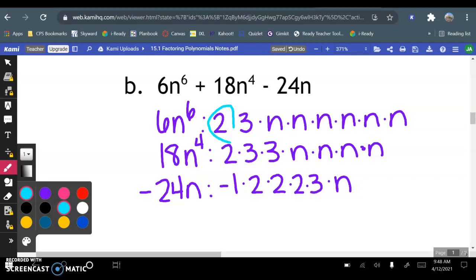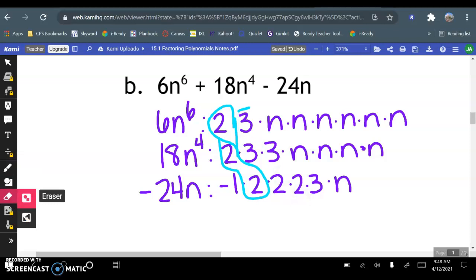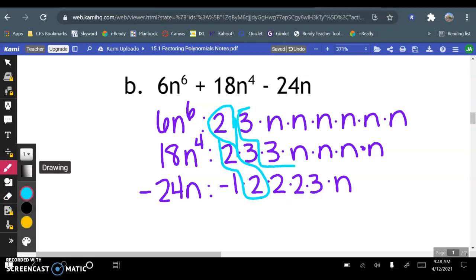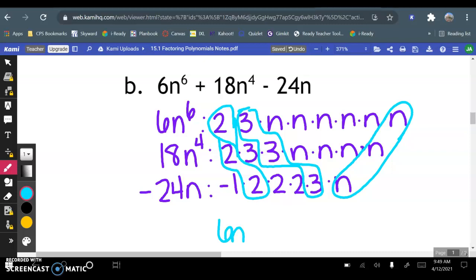So what do they have in common? They have a 2. And they have a 3. And they have 1n. So 2, 3, and n is what's in common. So 2 times 3 is 6, times n is 6n.